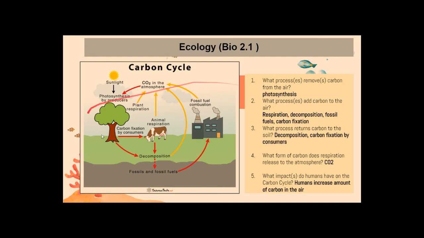So here we have the carbon cycle from ecology. What processes remove carbon from the air? That would be photosynthesis. So if you look here, this is carbon dioxide in the air. This is the only thing that's taking it out of the air. Everything else puts it back in. So respiration from plants and animals, decomposition, fossil fuels, all of that puts it back in.